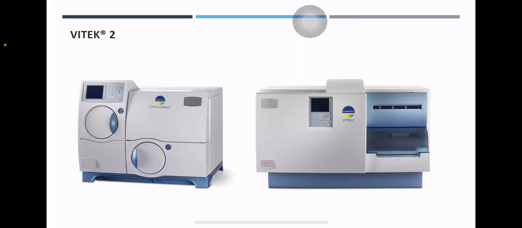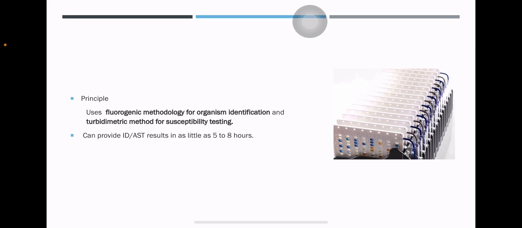Next, we have your Vitek 2. It is a fully automated system for identification as well as antibiotic susceptibility testing. It uses the fluorogenic method for ID, which detects fluorescence, and the turbidimetric method for AST, which monitors turbidity or growth. Results can be ready in 5 to 8 hours. For the principle, it shines fluorescent light to detect metabolic reactions for identification, and it measures turbidity or cloudiness for AST.